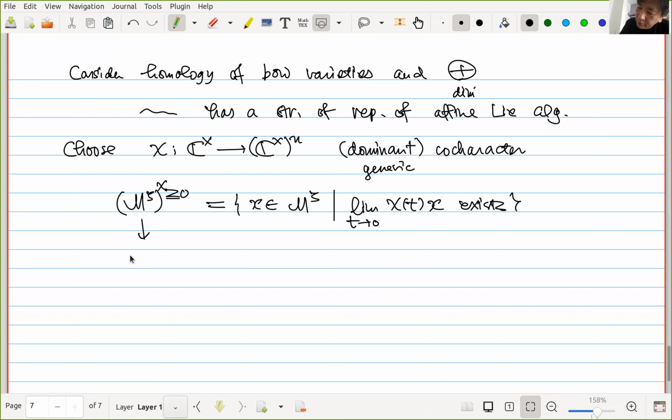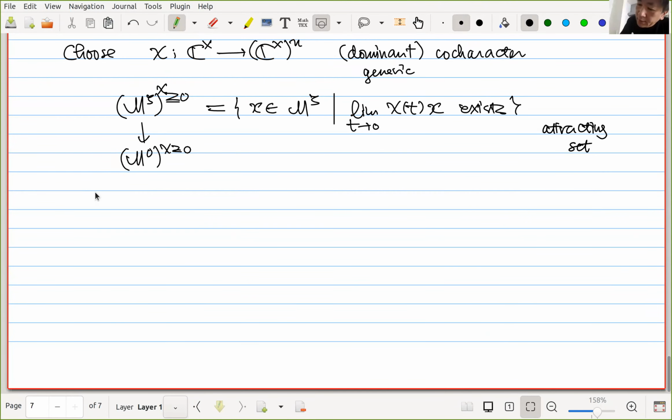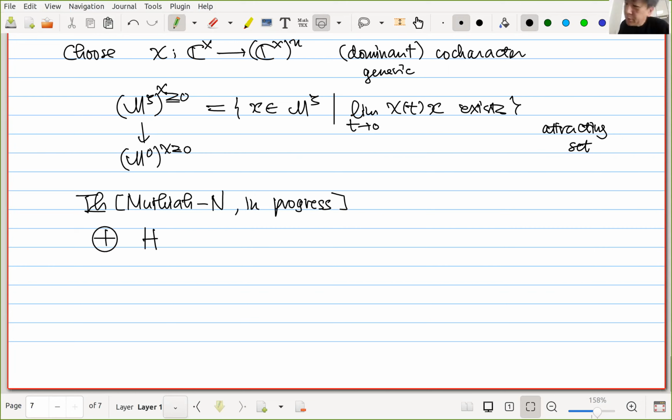You can define similarly the attracting set for M0, and you have a projective morphism. This is the inverse image of the attracting set for M0. Then the theorem, which is joint work with Muthiah, in progress: you can also show that this is Lagrangian.